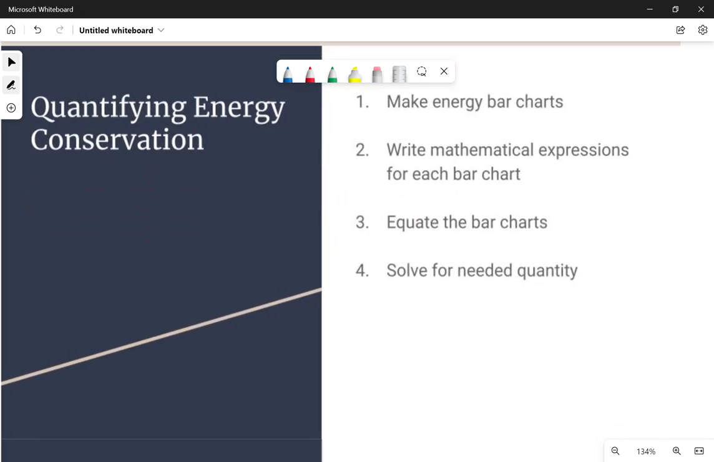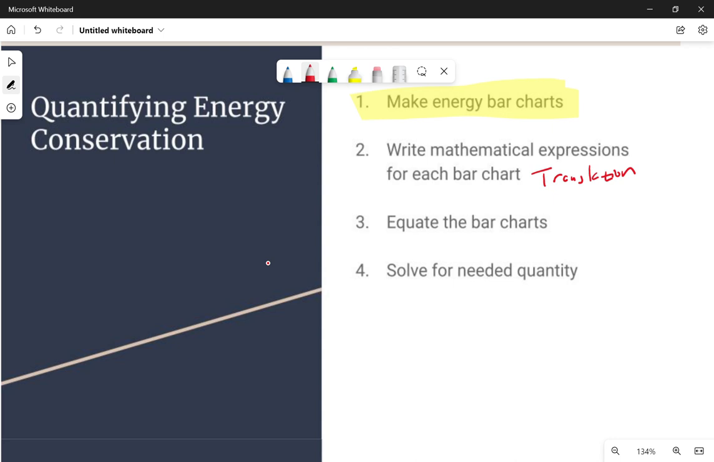When we look at quantifying energy conservation, we're going to start with making energy bar charts. That's a super critical step, being able to start with a representation of the different types of energy that are present. Then we want to quantify that, translating it into math. So step 2 is essentially translation: we take the energy bar chart and write down mathematical statements to represent it. Then step 3 is where we equate the bar charts.